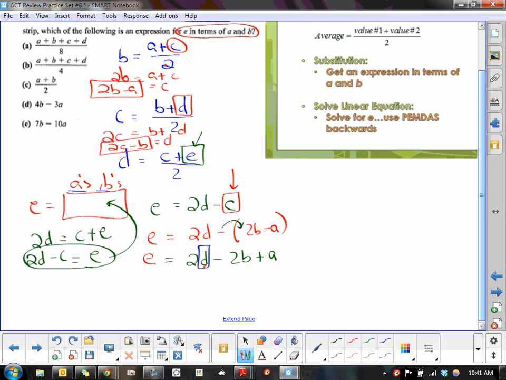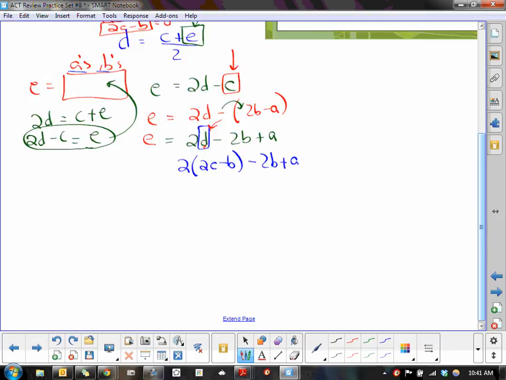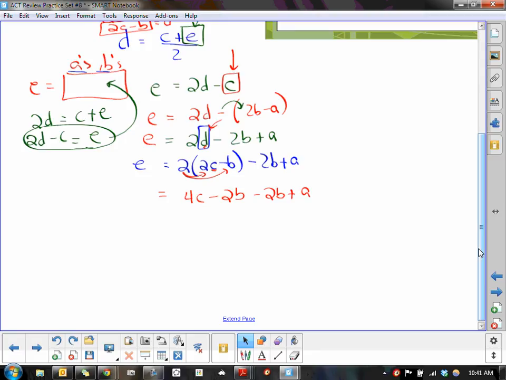This is what I want to put in for D sitting right here. So that means I've got 2 times the value of D, which is 2C minus B, minus 2B plus A. And that's supposed to equal E. Well, we're almost home because we need it in terms of A's and B's only. I only have a C in here, so I'm going to first distribute the 2. There are other approaches that you can take, but this is going to give me 4C minus 2B minus another 2B plus A. So I'm going to collect the terms that are alike. So I've got 4 times C minus 4B plus A.